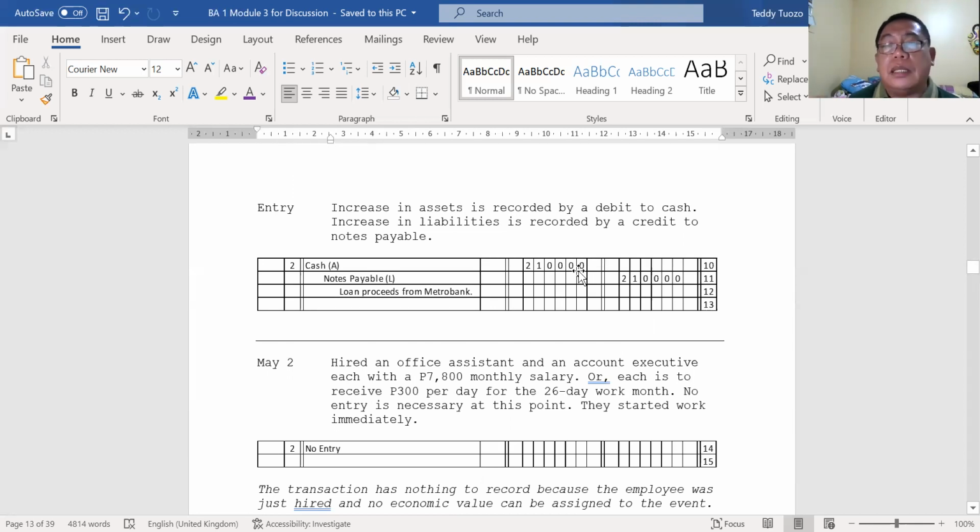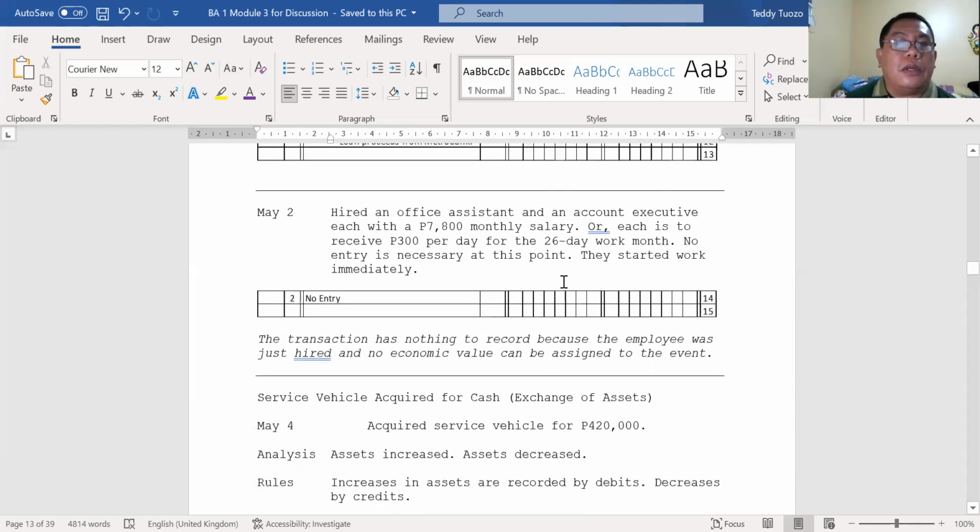Kaya dapat, as I've said, the debits should always be equal to credits. Next, on May 2, hired an office assistant and account executive, each with a 7,800 monthly salary, or each is to receive 300 pesos per day for the 26-day work month. No entry is necessary at this point because they started work immediately.